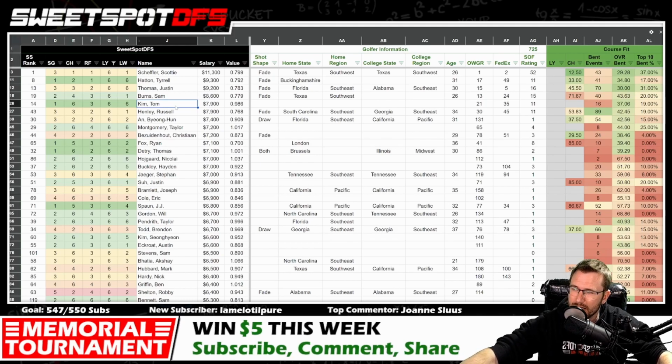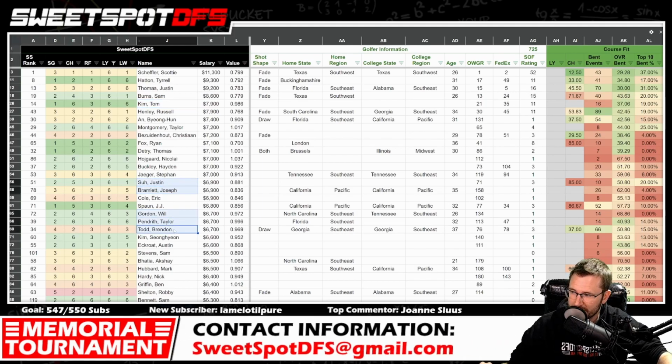Yeah, I could see up to 3 golfers from this bucket being inside the top 10. Because we also have some good 6K golfers that I don't mind playing, like Bramlett, Suh, Gordon, Pendrith, Brendan Todd, Austin Eckroat. There's a lot of good 6K golfers. Even Ben Griffin is down here. That's crazy.